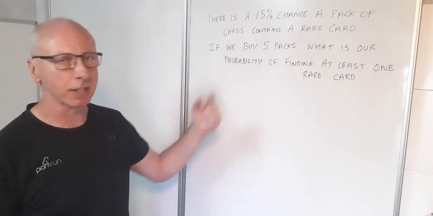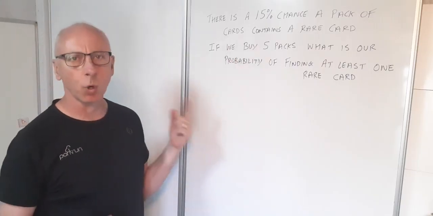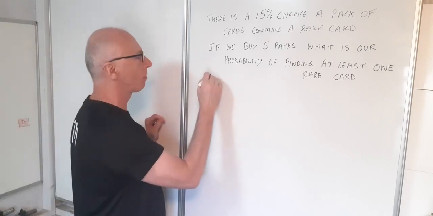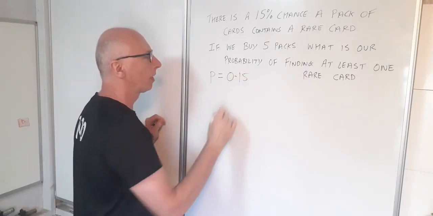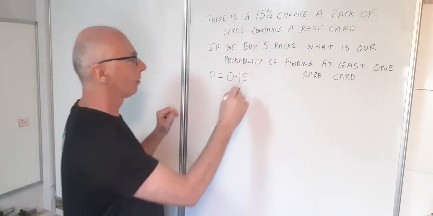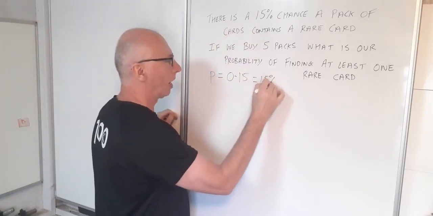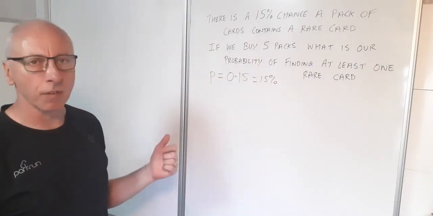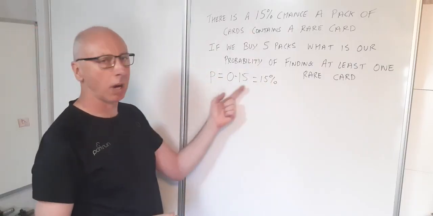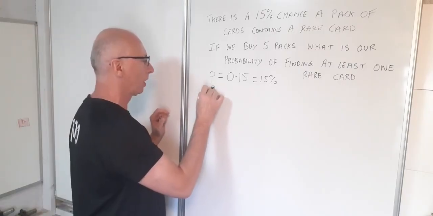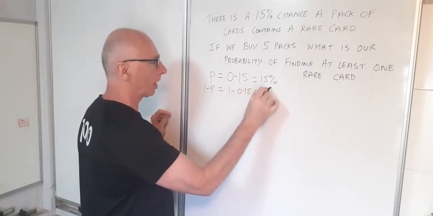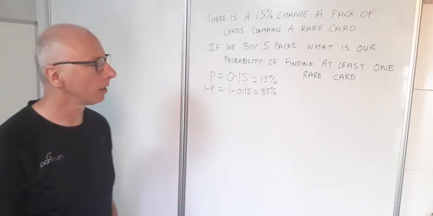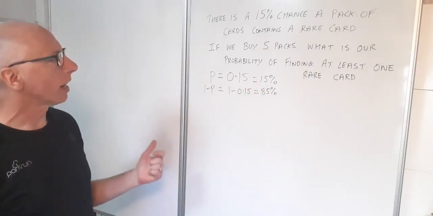So the way to go about this is to work out what actually happens. So we buy 5 packs of cards. So we either do or we don't find a rare card. So our probability equals 0.15. That's our 15%. And our chances of not getting a rare card is 1 minus that. So 1 minus P equals 1 minus 0.15, which is 85%. Okay, so that's one thing.